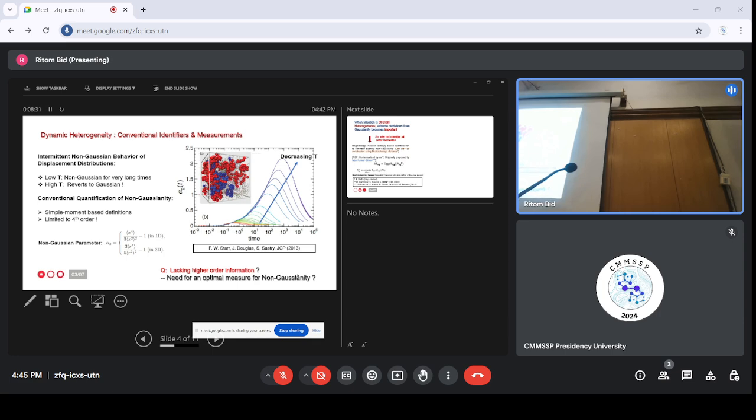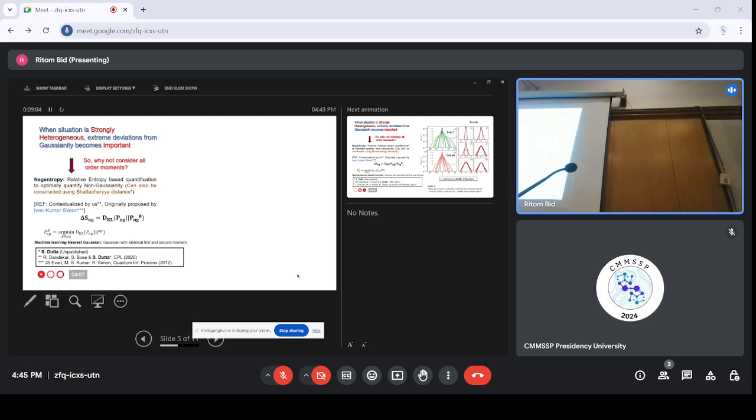But there are some questions about the way this non-Gaussianity was defined, because it is limited up to 4th order. You never know what order of fluctuation can be important when systems are close to a phase transition, or out of equilibrium, or maybe undergoing some catastrophic change. So we need a better measure of non-Gaussianity, to better understand or identify the heterogeneity. So that is what we tried to do.